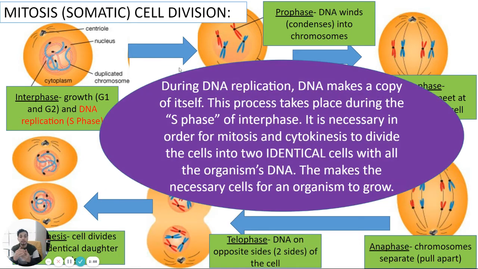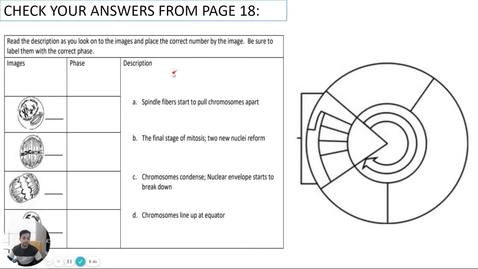Okay. But the number one phase that's super important is DNA replication, and that happens during S phase. So this process takes place during the S phase of interphase. It's necessary for mitosis and cytokinesis to divide, and that way you have two identical cells. Okay. If you don't have two identical cells, like all of your skin cells, then it won't work. Okay, that's when bad stuff starts to happen. Okay, so remember all of these phases.